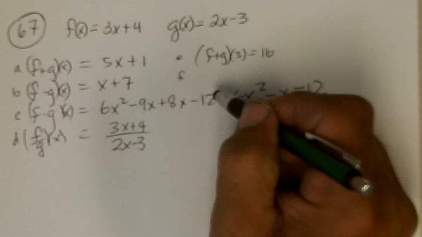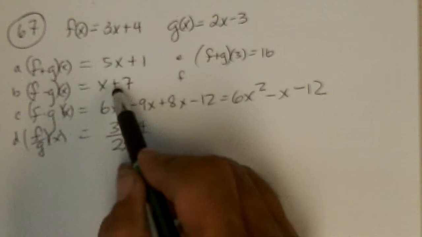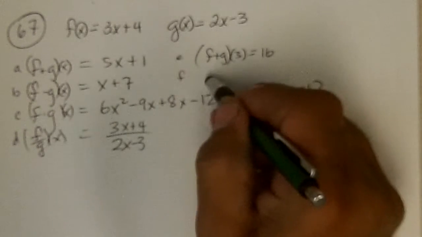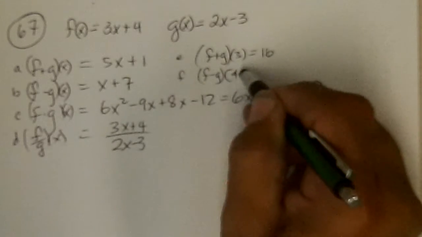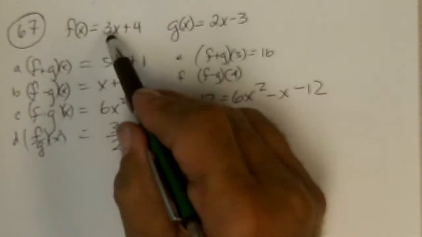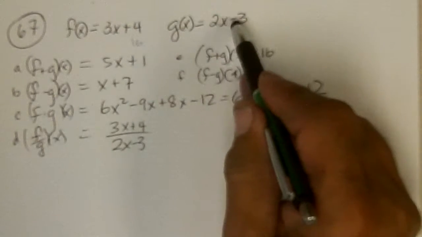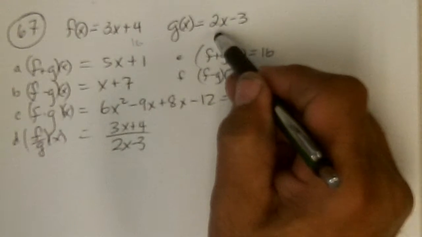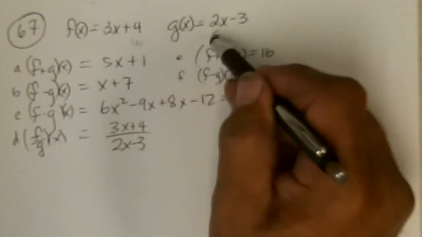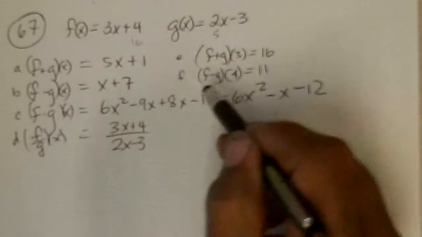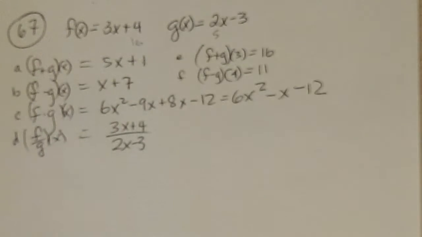F said f minus g of 4, so you can just put 4 in there, and 4 plus 7 is 11. Or I can just put 4 in there and get 12 plus 4 is 16, and 4 in there and I get 8 minus 3 is 5, and 16 minus 5 is 11. Same as if I put 4 in here, 4 plus 7 is 11.